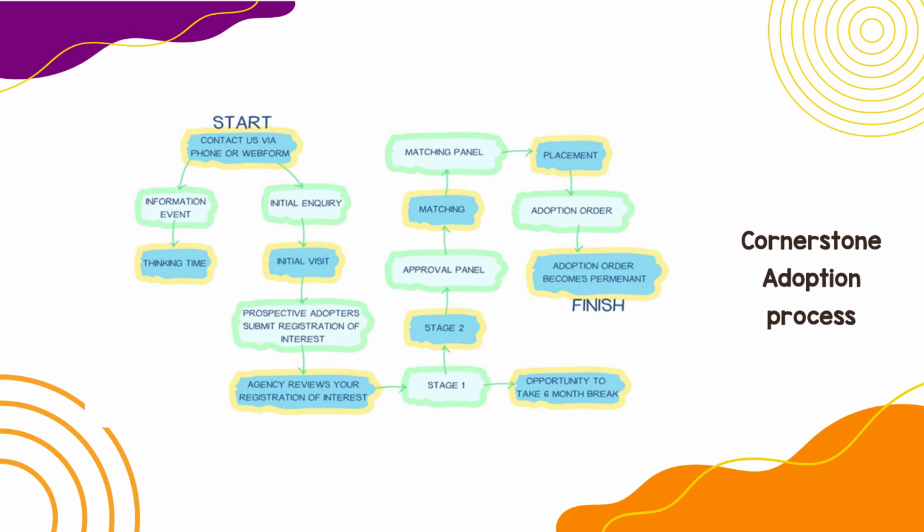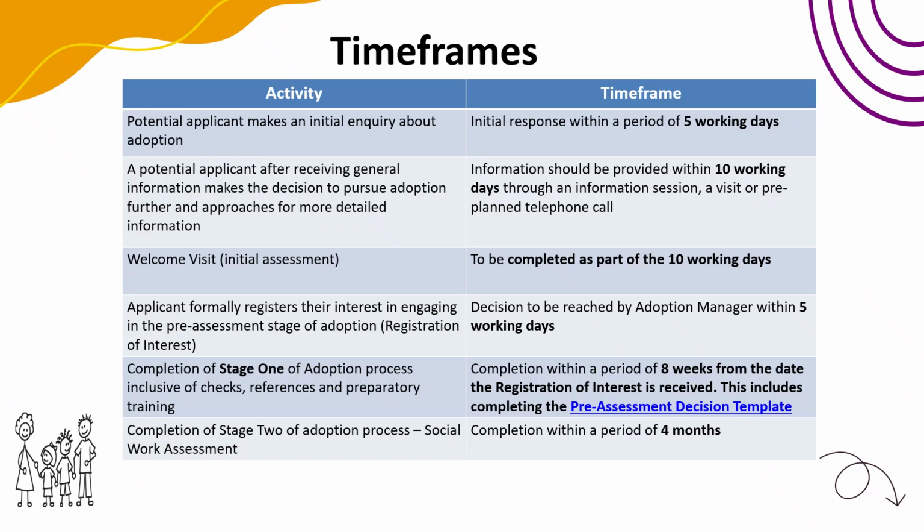As you can see, between stage 1 and stage 2 there is the ability to take a 6-month break. So that's the process overall. What you see here are the time frames in which the agency is working, and what happens at each stage.